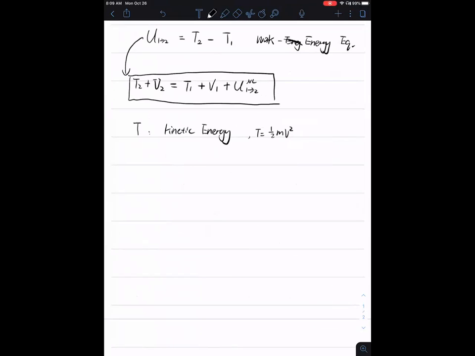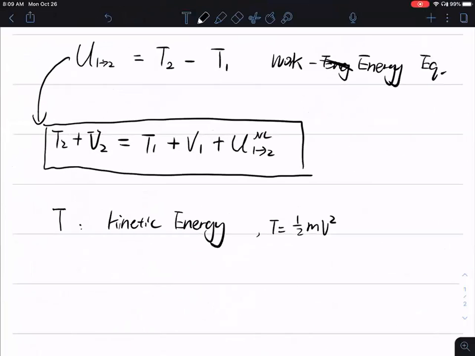And at position 2, that particle has a certain speed. So in order to calculate the kinetic energy, T equals one half, mass doesn't change, V2 squared. So plug in the speed at position 2. Okay, that's T. It's kinetic energy.